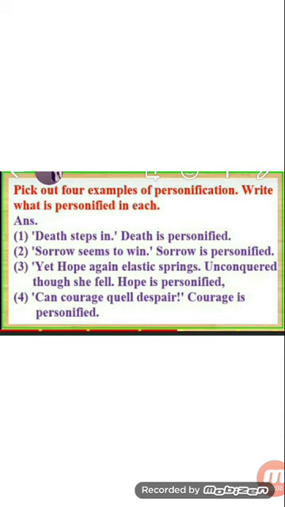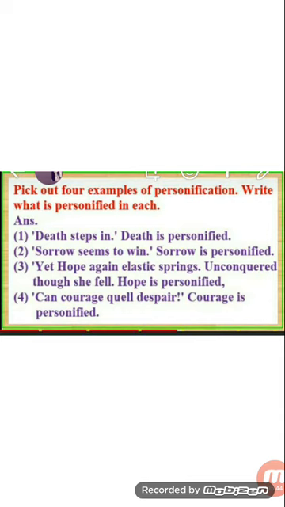See the example, death steps in. Death is personified. Why is death personified? Because the human quality of stepping in is given to death. Death is coming; coming and going are human qualities which are given to death. Apart from this, I'll give you one simple example. We say the flowers were dancing in the rain, right? The flowers are dancing in the rain. Dancing is a human quality, but I have given it to flowers. So you can say that yes, this is also personification.